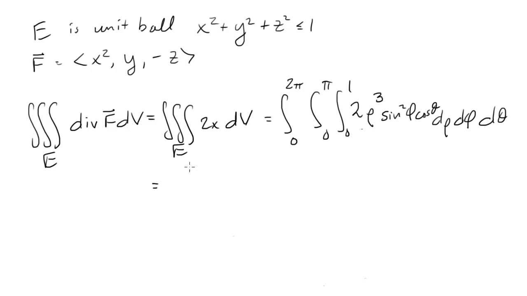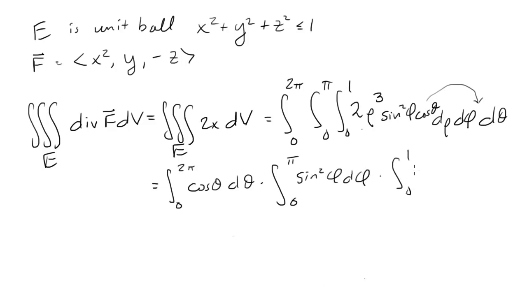I can break this into 3 integrals because the cosine theta is a constant with respect to rho and phi. It pulls all the way out. All the other integrals have no thetas in them in the limits, so that pulls out. So I can break it up into 3 Calc 1 integrals. And the answer is 0.